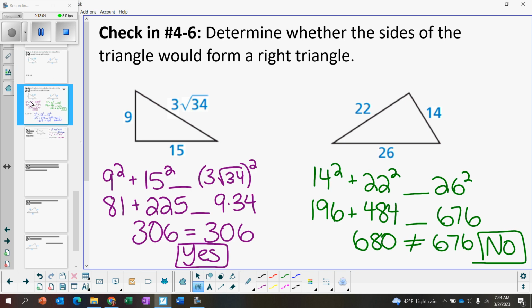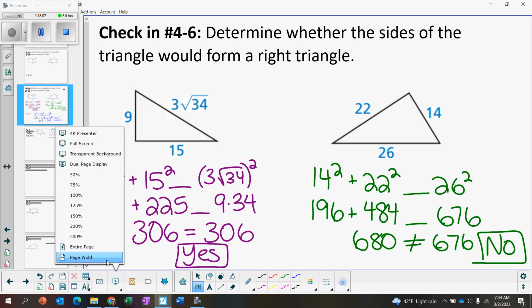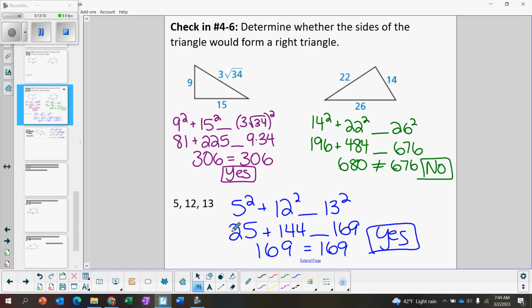Oh, there was a third one on there. Sorry, you didn't get to see it before. Let me make the whole page big so we could see all of them. So the first one, 9 and 15 are A and B, and the third side is 34. And the one you didn't get to see is 5, 7, 13. So 5 squared plus 7 squared... yes, that would have formed a right triangle.